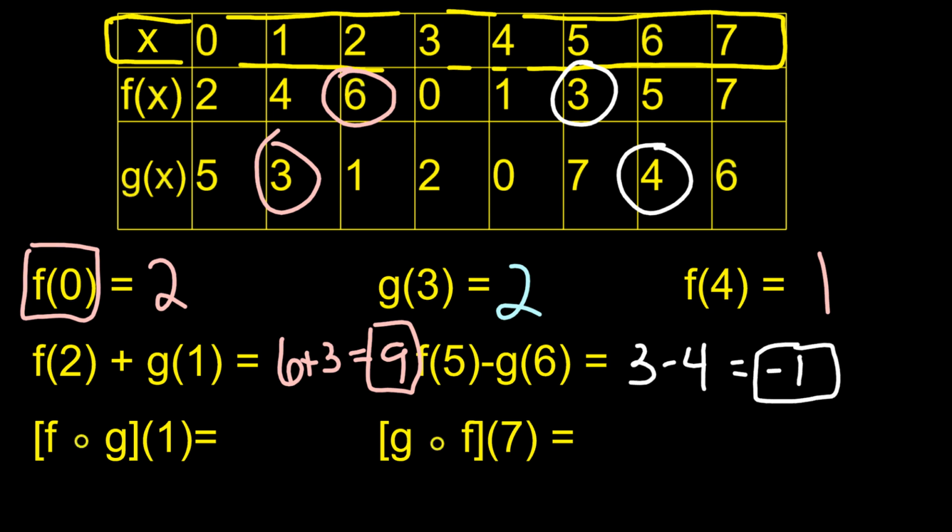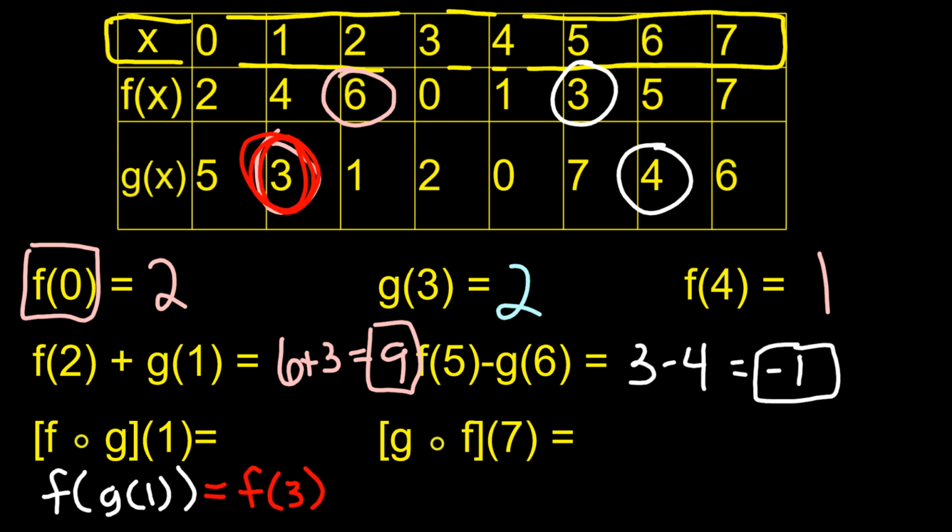What about f of g of 1? So once again, this is f of g of 1. Well, g of 1 is just a number. So if I look on this graph, we'll do this in red. G of 1 is 3. So this is really saying, give me f of 3, because g of 1 is 3. Well, f of 3 happens to be 0. So f of g of 1 is 0.